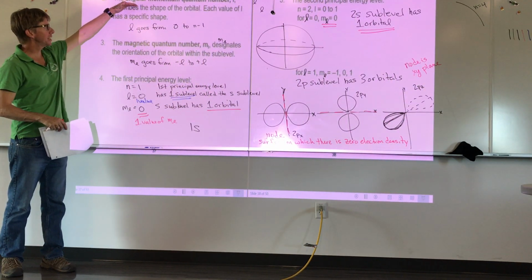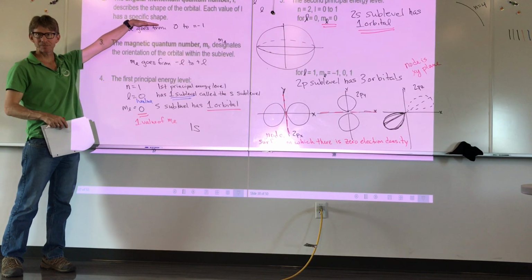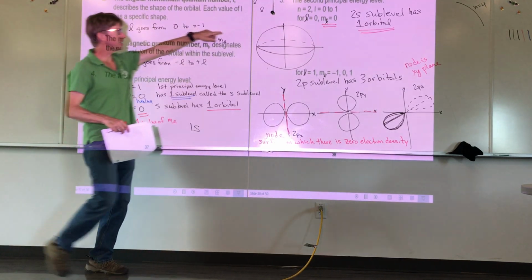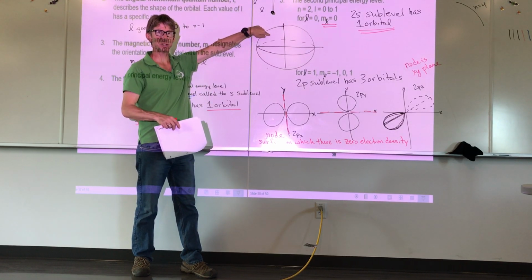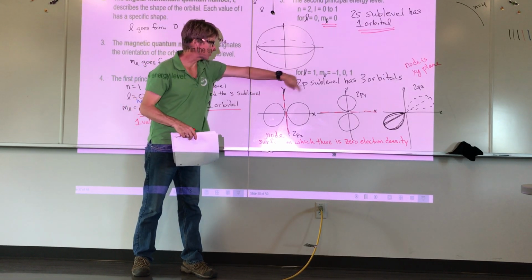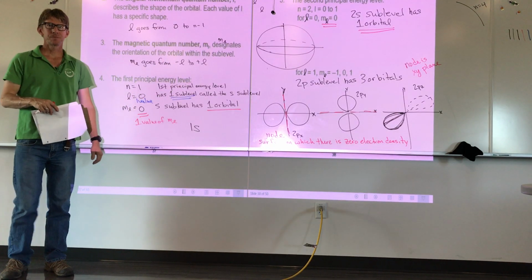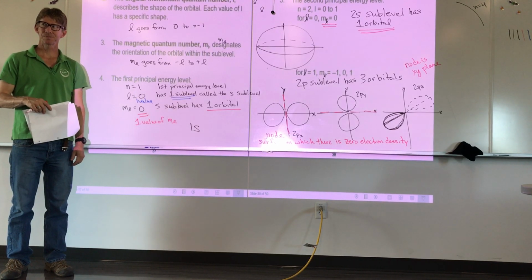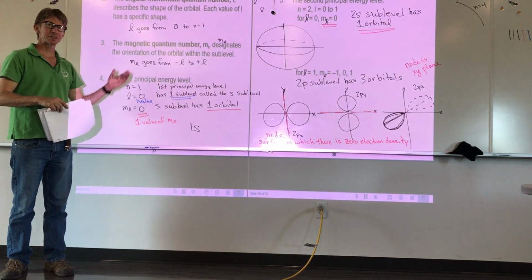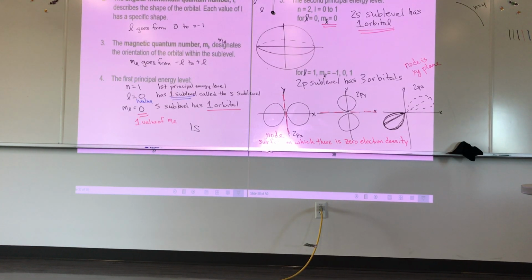The angular momentum quantum number L specifies shape. And that's what I mean. Here, L equals 0, that is going to lead to a spherical shape. Here, L equals 1, that's the dumbbell shape. So you know it's s or p by looking at L? You know if it's s or p by looking at the value of L. That's right. Any other questions?